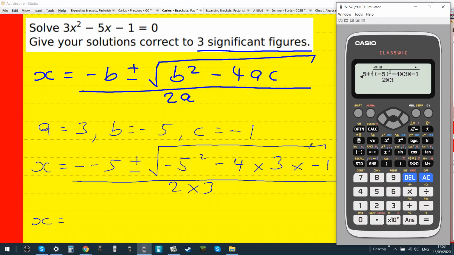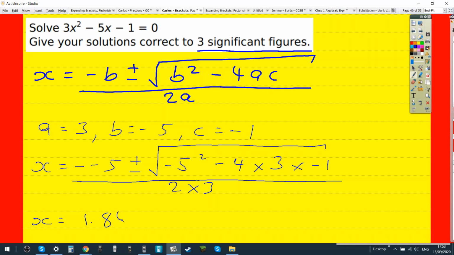Okay, so my first answer is 1.847. So that's 3 decimal places, 3 significant figures. So 4 would become 5, 1.85. 3 significant figures, like 3 digits, 1.85.